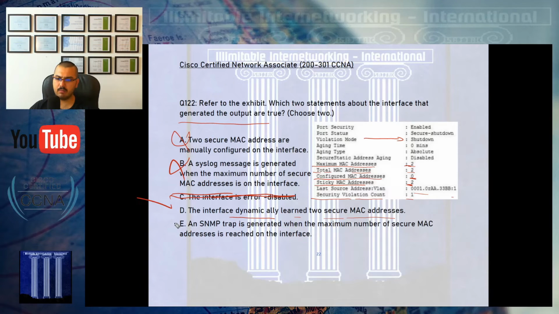SNMP trap, I believe this will always happen by default. The SNMP trap will always be generated by default once SNMP is enabled already. So since A, B, and C are definitely incorrect, D is correct, yes, and E is a generic rule that will happen. Okay, so D and E will be correct for this question.